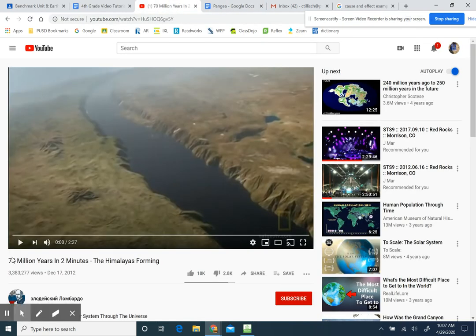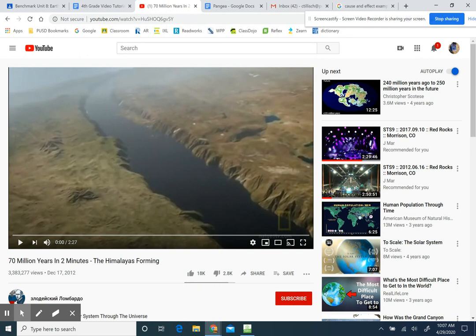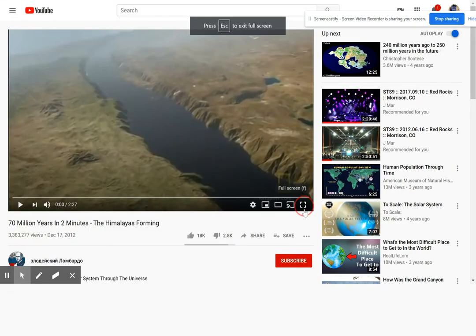So let's take a look here. It's about a 2-minute video, 70 million years in 2 minutes. This is the Himalayas forming. What you're looking at here is the Indian plate, right here to the left, and then your Eurasian plate right here to the right. So again, looking at your picture, on the left-hand side you have the Indian plate, and then you have the Eurasian plate, and you can see how it's moving. At 70 million years ago, this is where that plate was. So it got close, but now we're going to watch what happens as 70 million years passes, for a good example of plates colliding with each other.